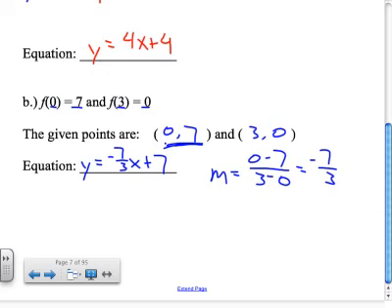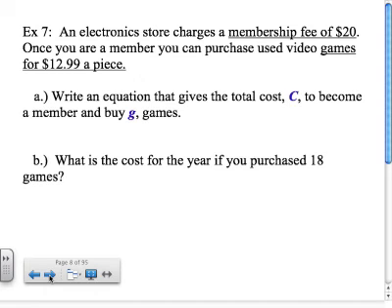Okay. If you had gone forward and plugged one of these in for x and y, you still should have the same equation. It would just take you a little bit longer, that's all.